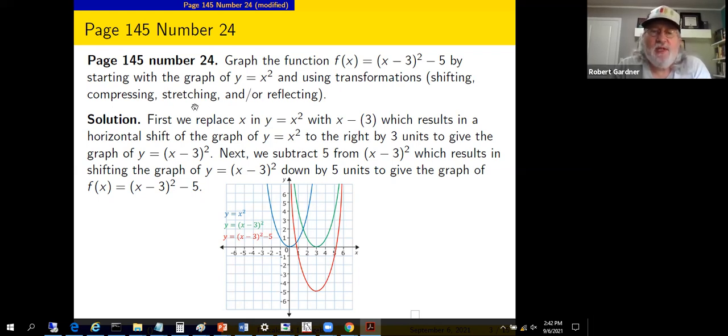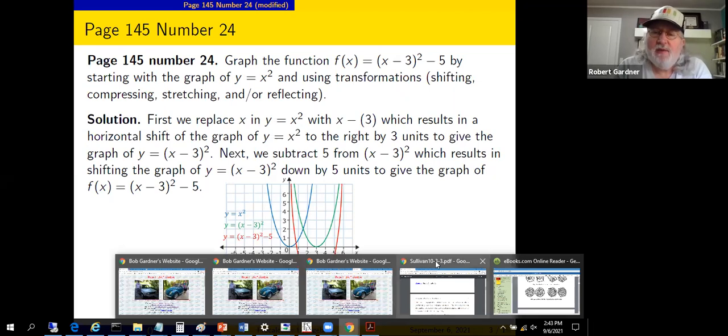There's been no compressing or stretching, and there's been no reflection, so this one's a little bit easier to deal with. If they start putting coefficients in front of some of this or in front of the x, then that makes it a touch more complicated. But in red is the graph of this function, and we got it by going to the library of functions and taking x squared and transforming it. And that's about the extent of the way we'll graph things in Precalculus 1. We'll add to the library a little bit later, but we'll still follow these same techniques.